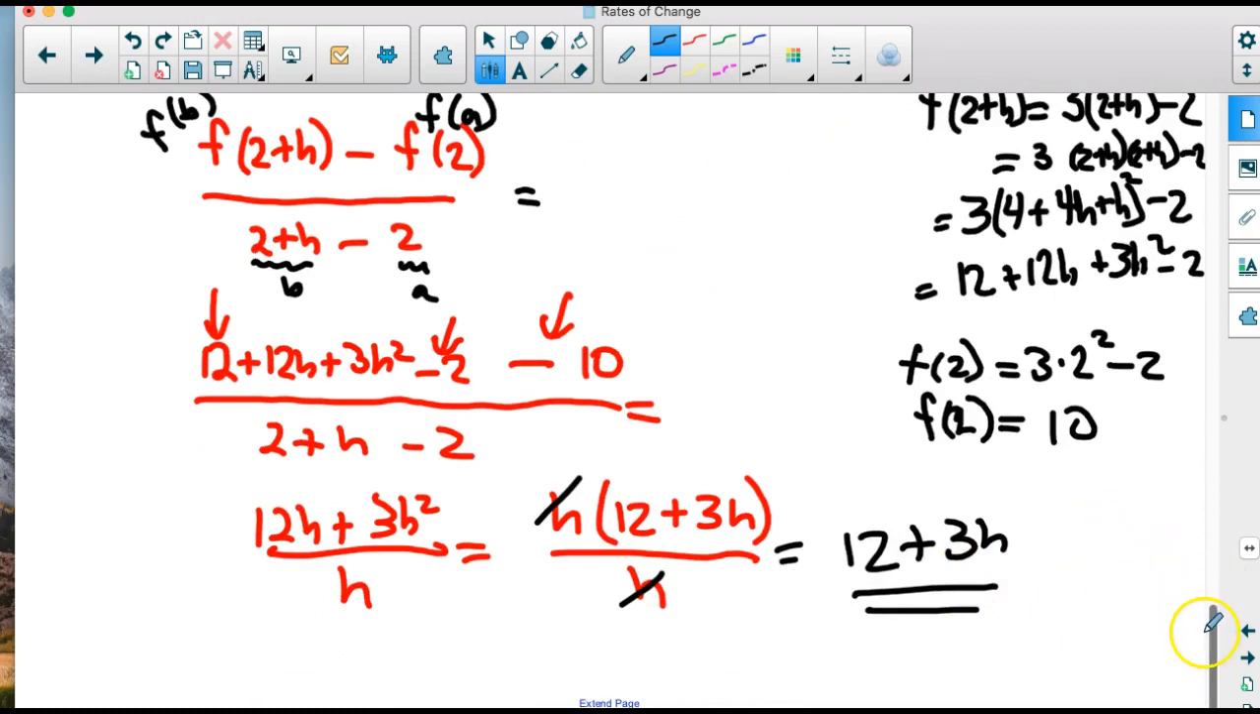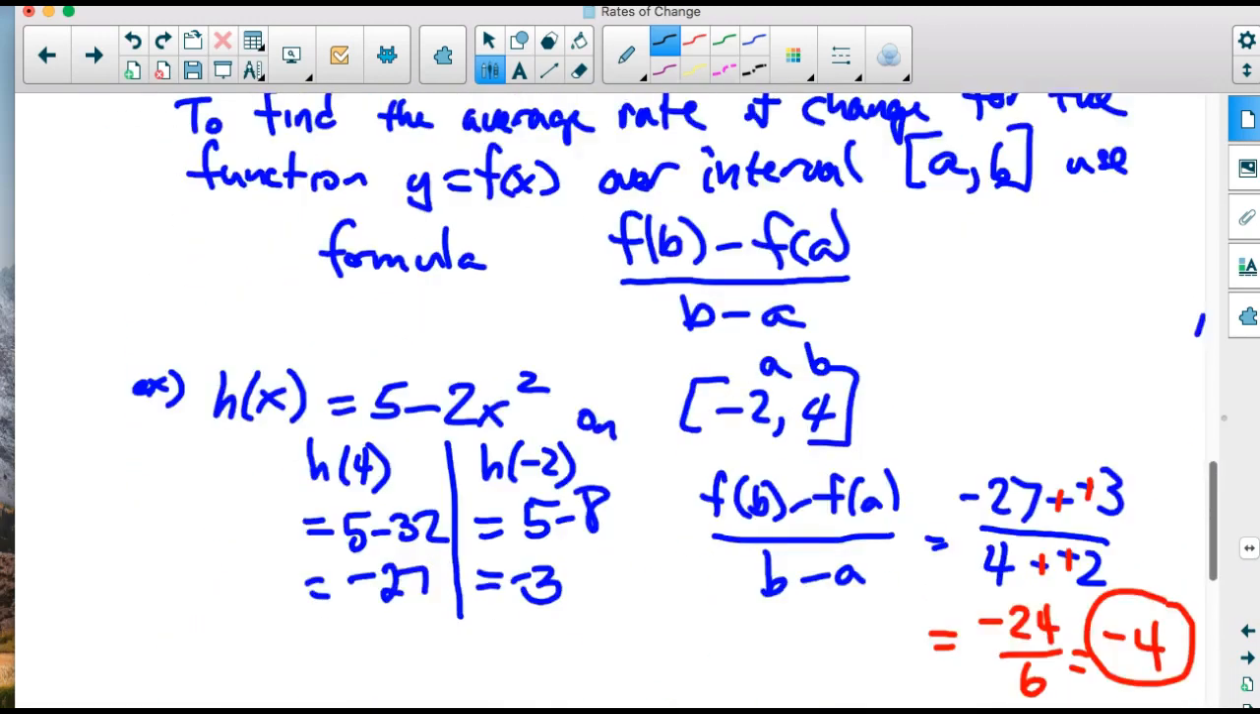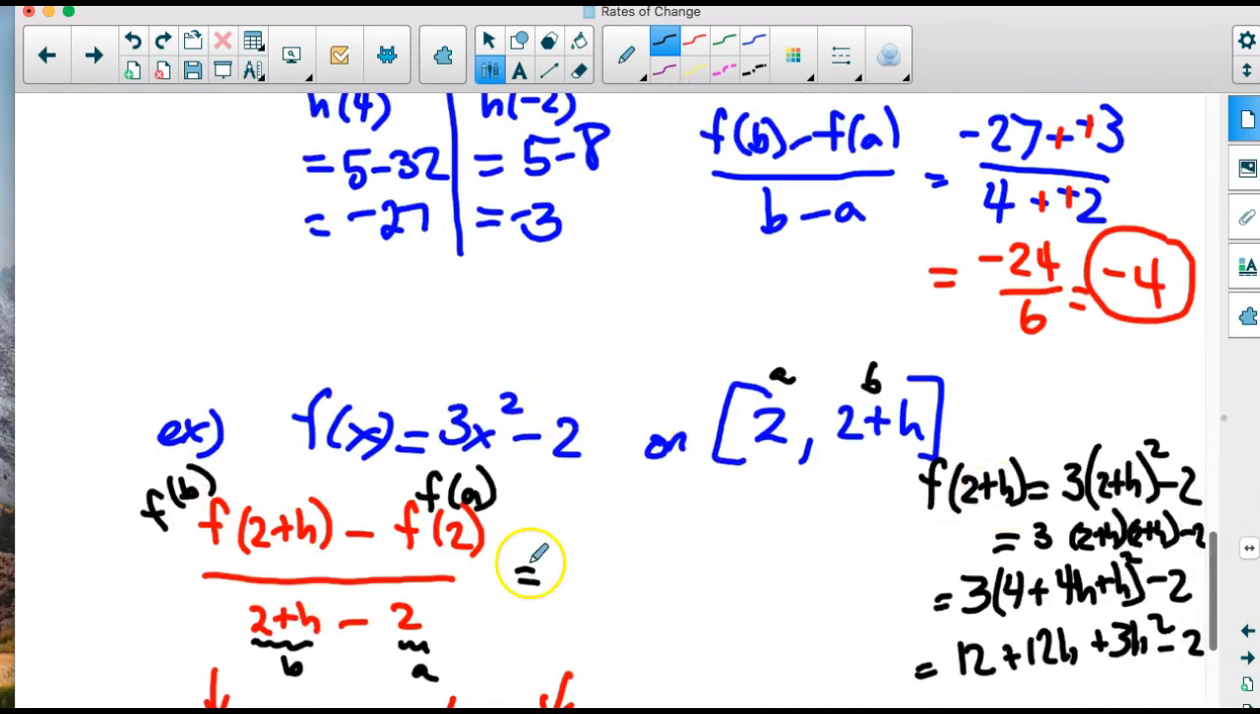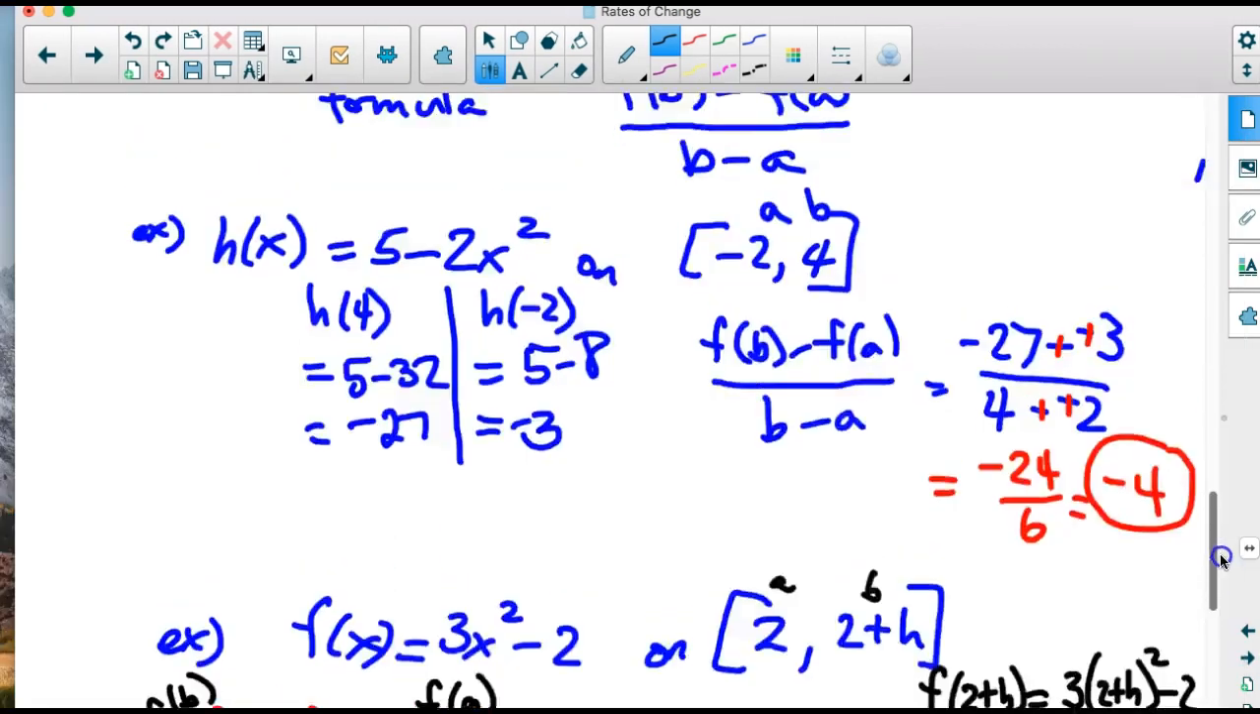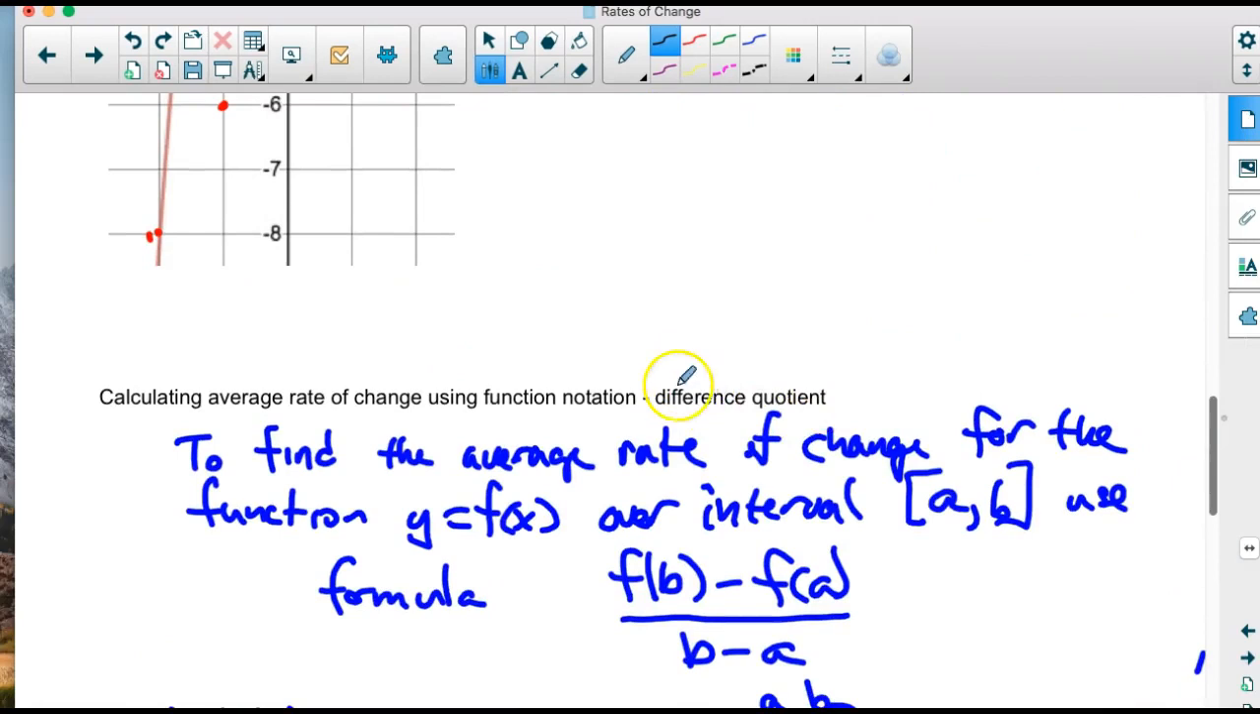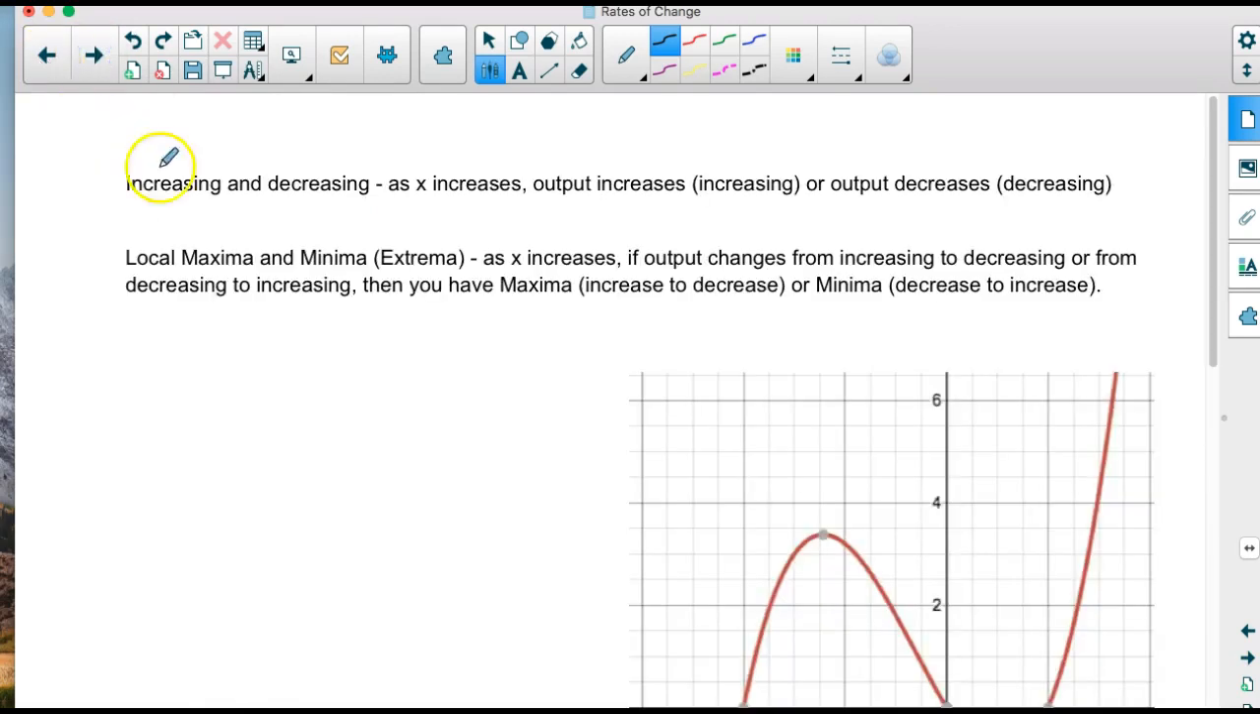All right, so that is rates of change. This section right here, where we have this kind of thing, it's called a difference quotient because there's a difference involved in the numerator and the denominator. It's a quotient because we're dividing afterwards. So it's called a difference quotient. Okay. All right. The next part of this assignment is a little bit different.